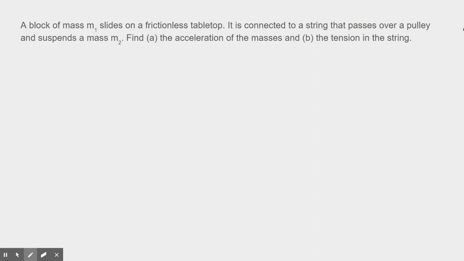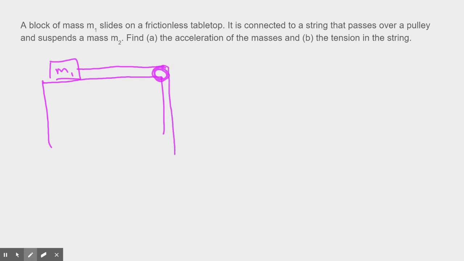We're just using variables. And it says we have a block sliding on a frictionless tabletop. Here's our table. And it's connected by a string that passes over a pulley. So here's my pulley. And here it is. And there's another mass down here hanging down. We want to find the acceleration of those masses and then the tension in the string.